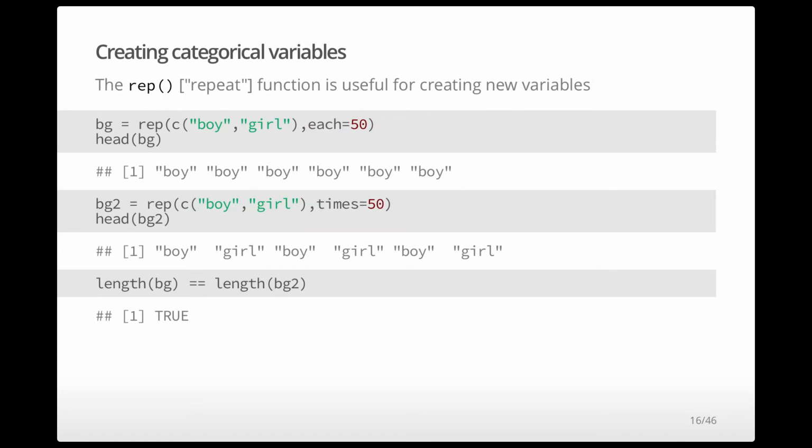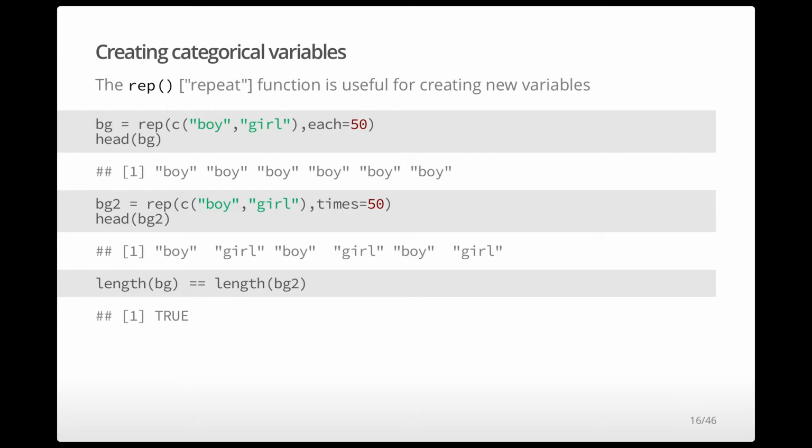All right, some other functions that are sometimes helpful, utilities. rep is a repeater. Repeat this thing. In this case, we're going to repeat boy, girl, each 50 times. rep has two different ways of repeating things. This will give us a vector back of length 100. The first 50 will be boy. The next 50 will be girl.